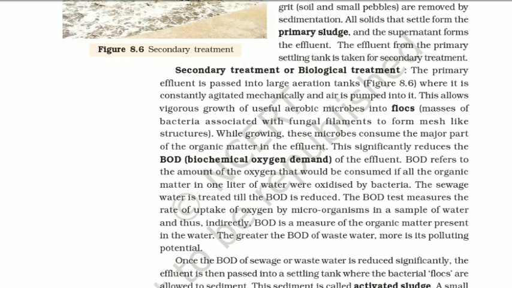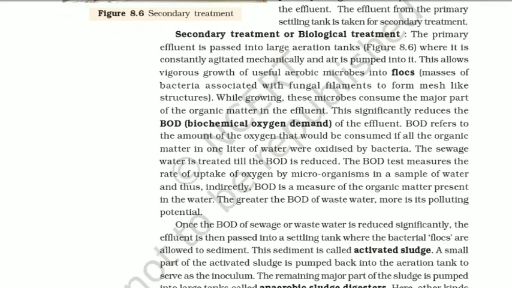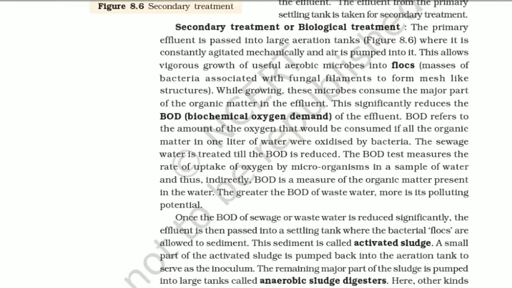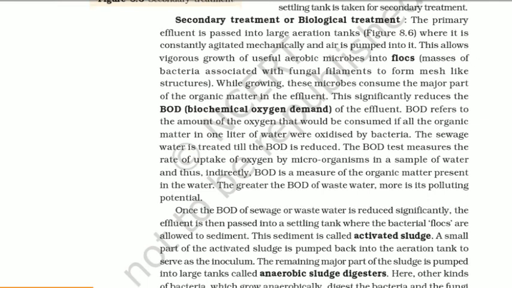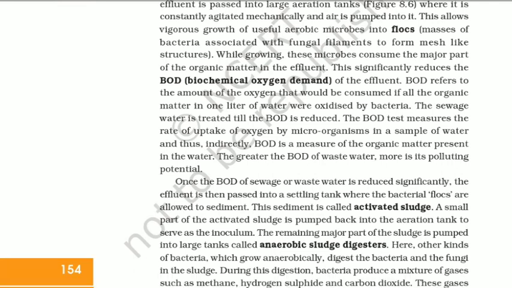The effluent from the primary settling tank is taken for secondary treatment. Secondary treatment or biological treatment. The primary effluent is passed into large aeration tanks, as shown in figure 8.6, where it is constantly agitated mechanically and air is pumped into it. This allows the vigorous growth of useful aerobic microbes into flocs. Flocs are masses of bacteria associated with fungal filaments to form mesh-like structures.